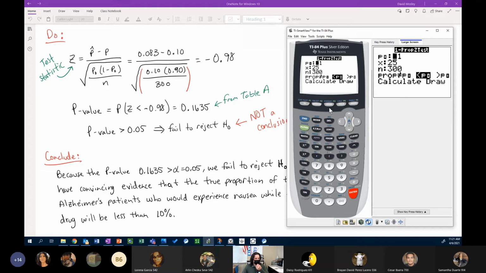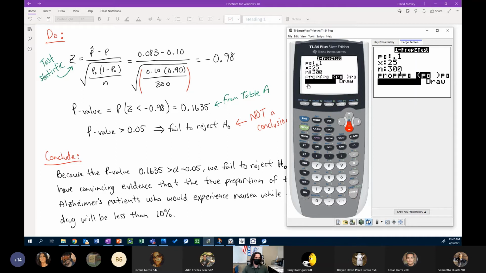I've already filled this out with our data from this problem. The null hypothesis is that the proportion is 0.1. We have 25 people in our sample that experienced nausea. That's x, the number of people who got nausea in this case. Our sample size is 300. And we want to know if the proportion is less than the null hypothesis. That's our alternative. So this is all the stuff we need to fill in.